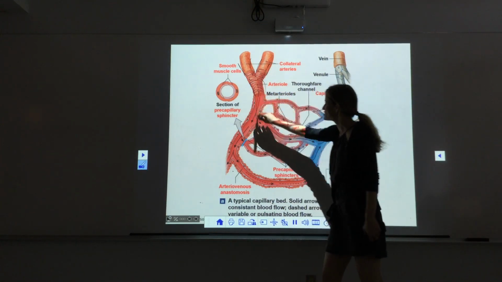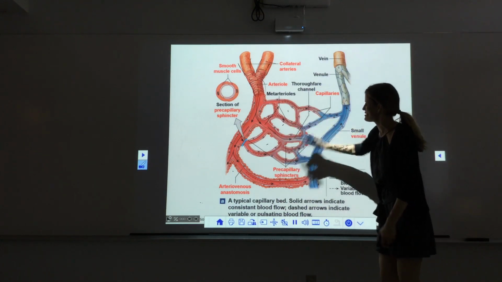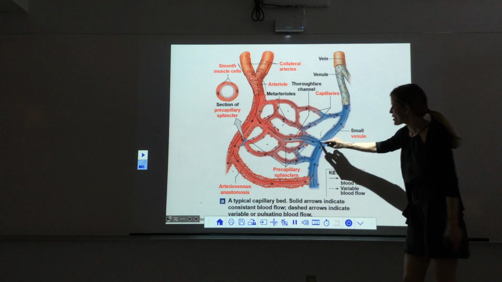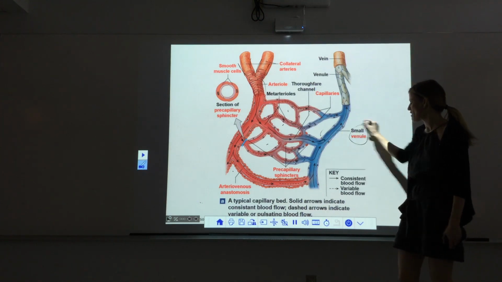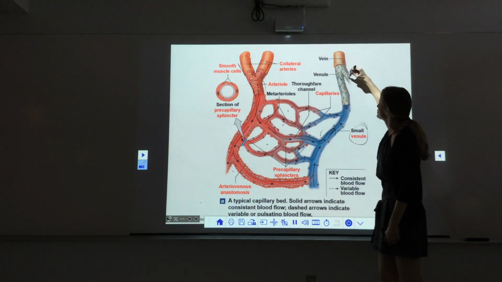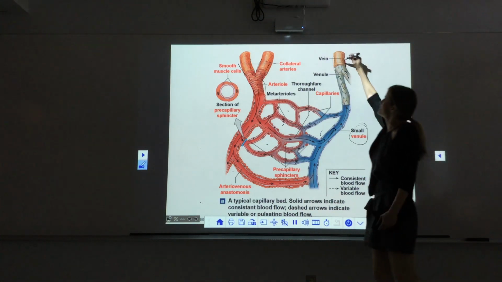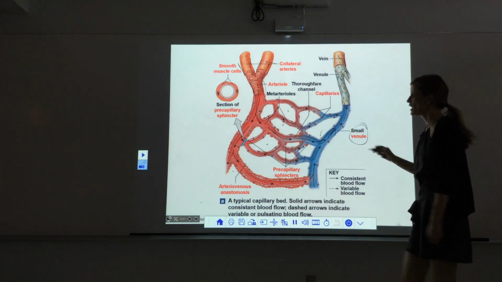So the oxygenated blood's coming into the capillary bed. We're delivering it to all these cells that are in the tissue. We make our way over here to the end of the capillary bed, and that brings the blood into the venule, the smallest little vein. The venules are going to merge to make bigger veins as we carry that deoxygenated blood back towards the heart.